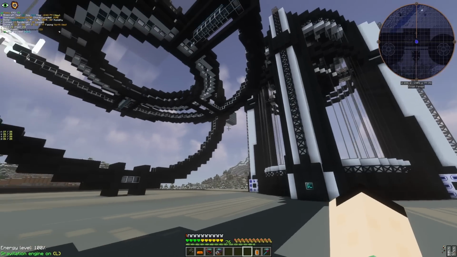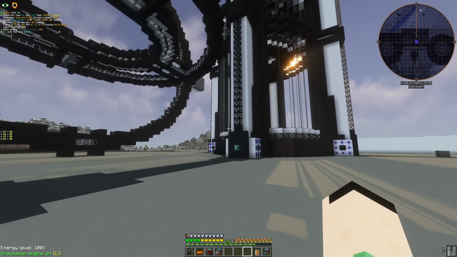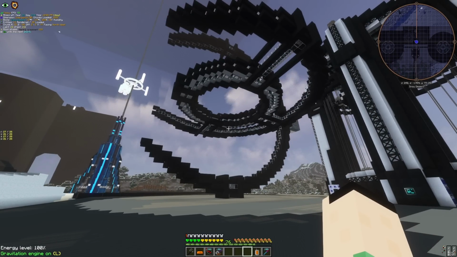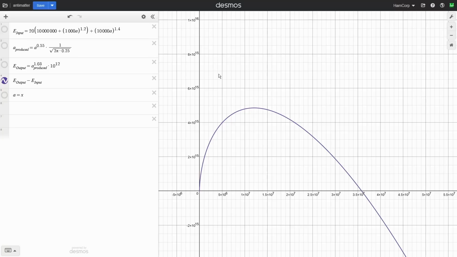Now, time for some math. Given that we know how much EU 1 liter of antimatter is, how much antimatter do we need to generate per cycle of the SSASS? And this ended up being quite a fun calculation, so let me bring it up. Alright, let's see if I can explain this, but I think I'm going to struggle.